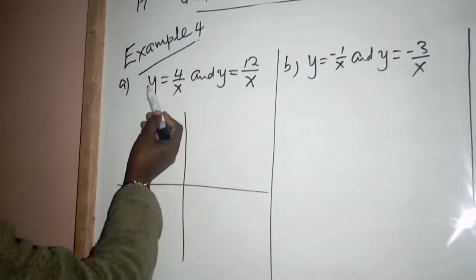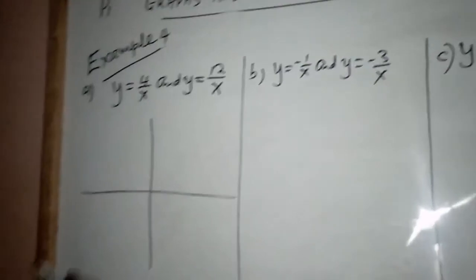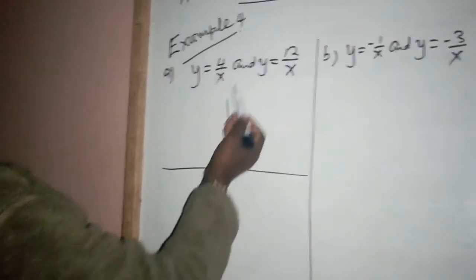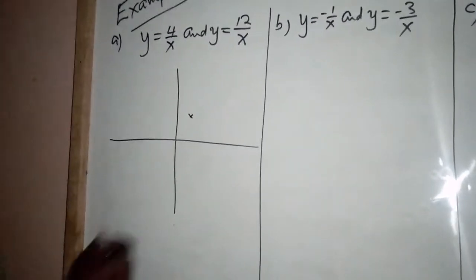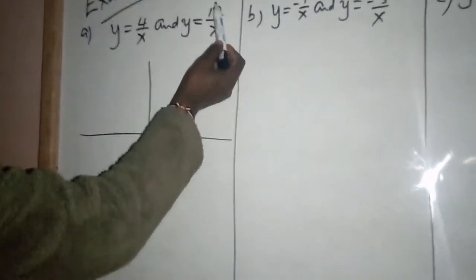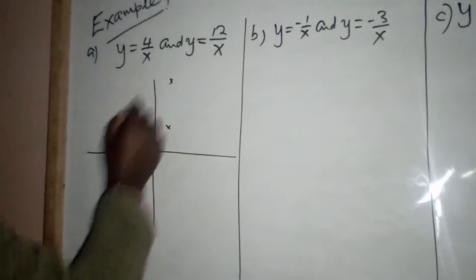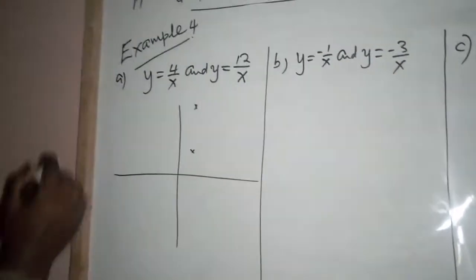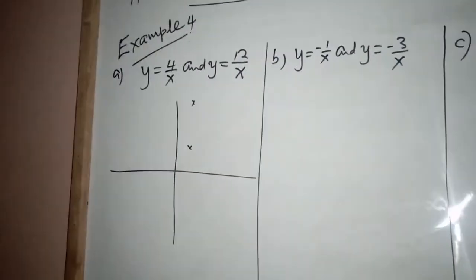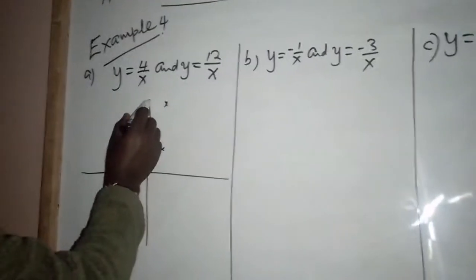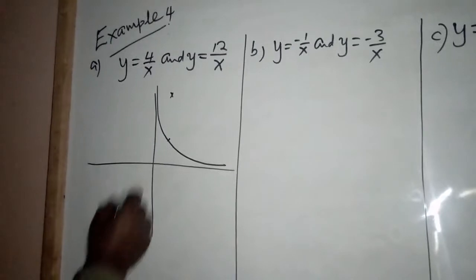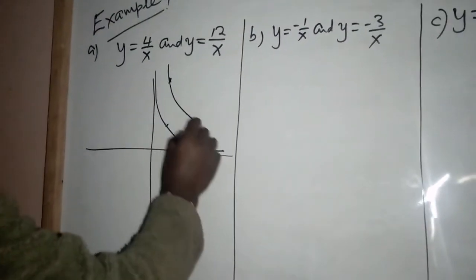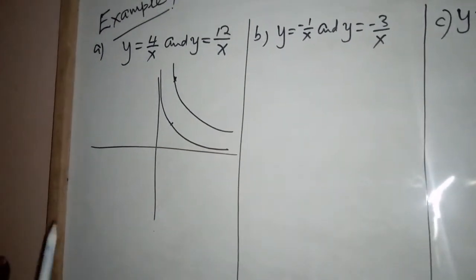when we want to sketch y equals 4 over 1, it's 4. But when we want to sketch y equals 12 over 1, it's 12. So you can see the shape of the graph will remain the same, meaning that we have that graph with an asymptote that way, and at the same time we have that graph with another asymptote that way.